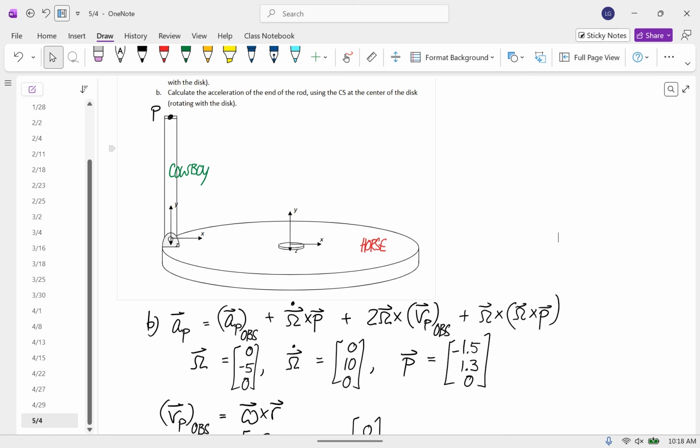And then what about the acceleration? Well, in this case, it's a constant angular velocity. So there's no tangential acceleration. So all we have is centripetal. And so this should be in the negative y direction toward the center of the circular motion. And that's what we got. So, that didn't verify the numbers, but it verified the component and the sign of the component.